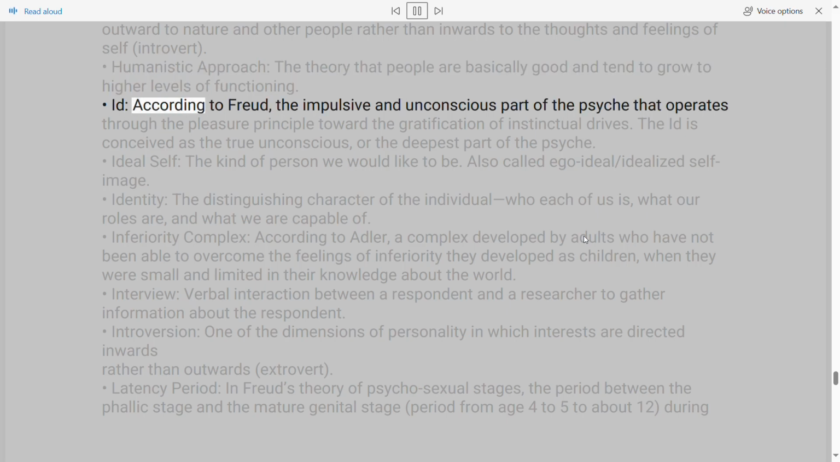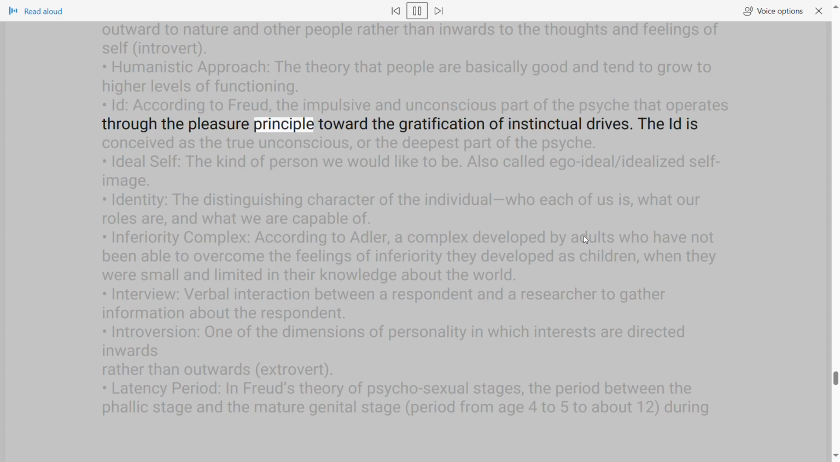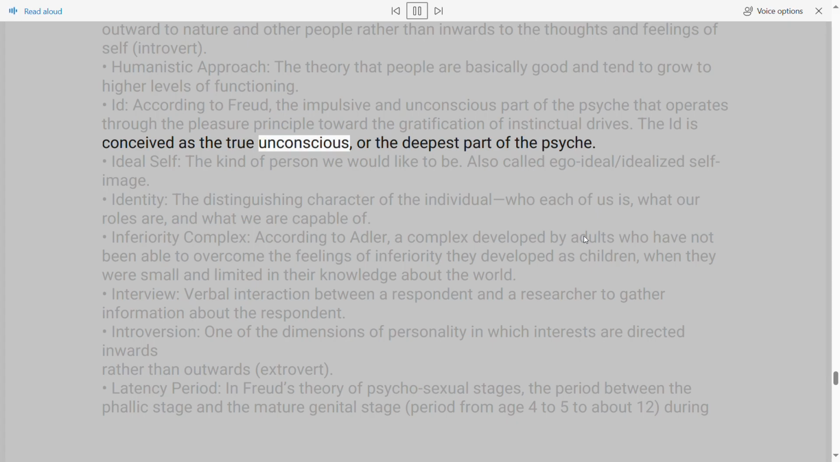Id, according to Freud, the impulsive and unconscious part of the psyche that operates through the pleasure principle toward the gratification of instinctual drives. The id is conceived as the true unconscious or the deepest part of the psyche.